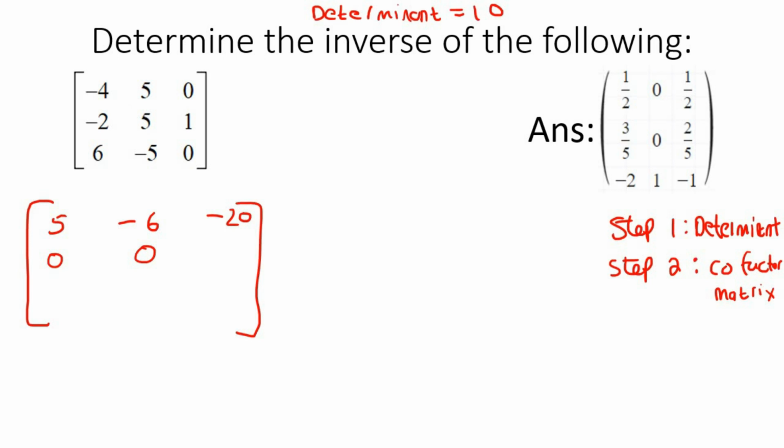Then we're going to go to this one. You put a line, and there's your determinant. So it's -4 times -5.